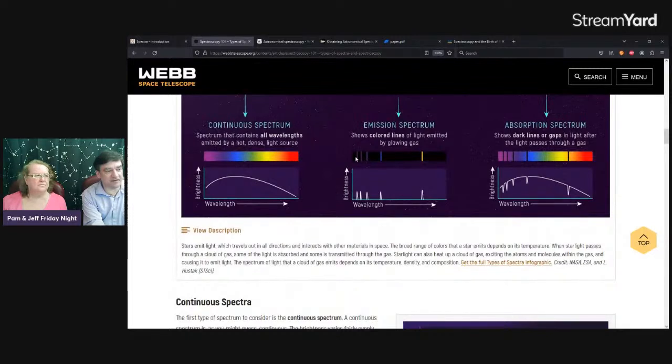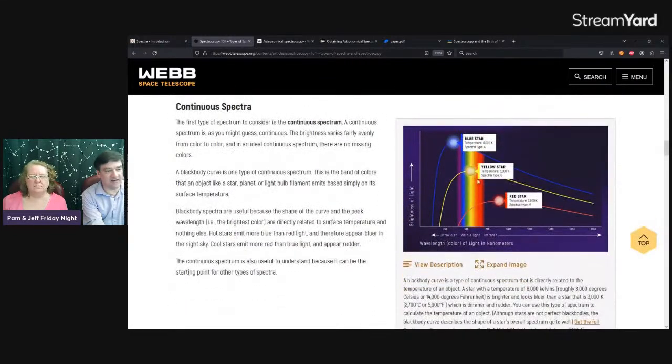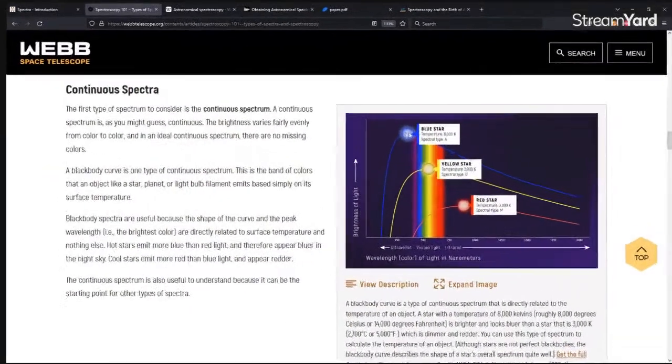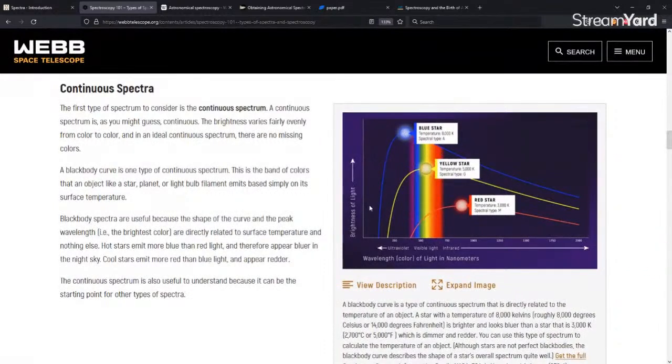And they give a good, okay, here's the colors, and this is also showing you the brightness dip. Okay. And this is the black body curve, and it's all based on how bright something is, or how hot something is. Okay. Continuous spectra, and again, blue star, hot star, has this curve here.